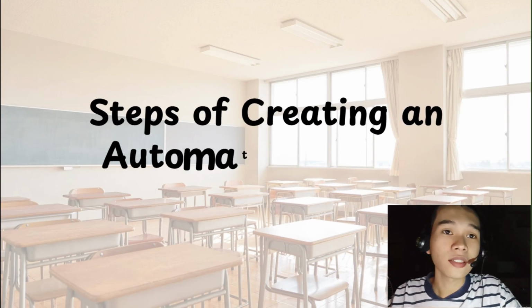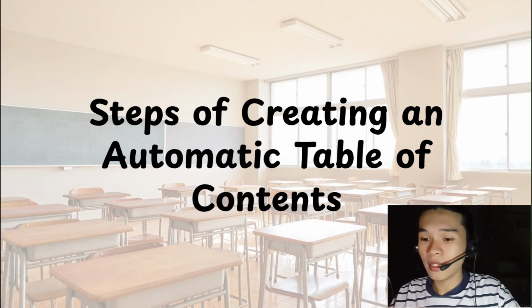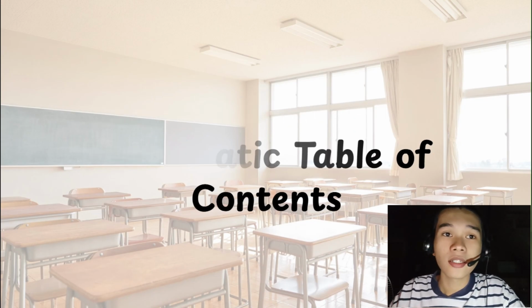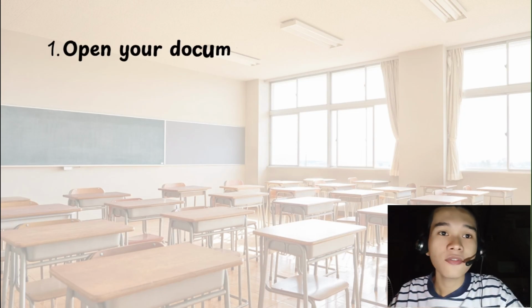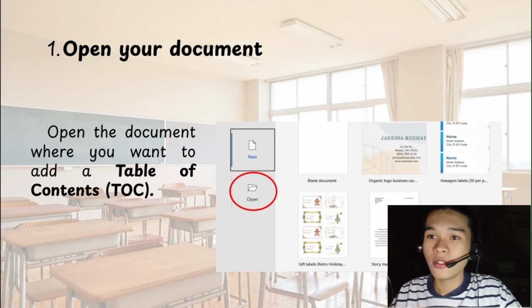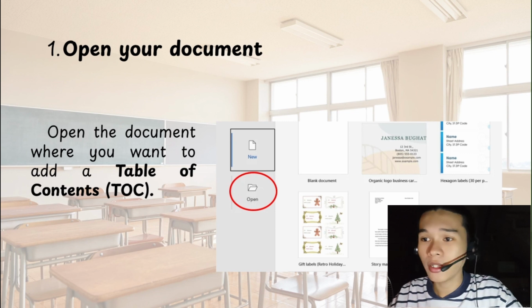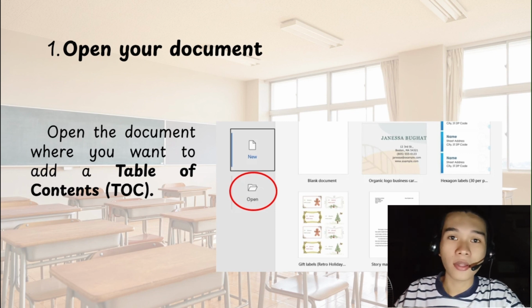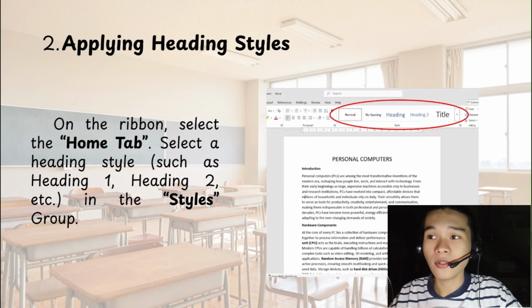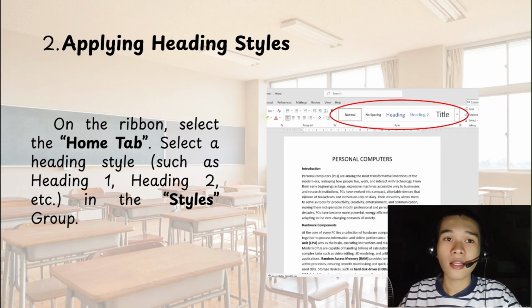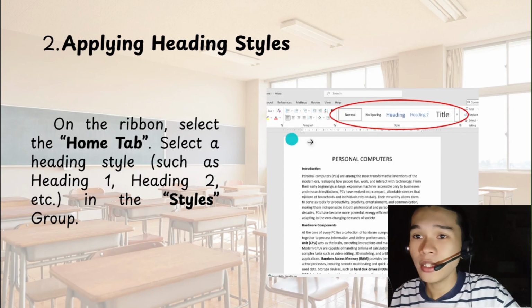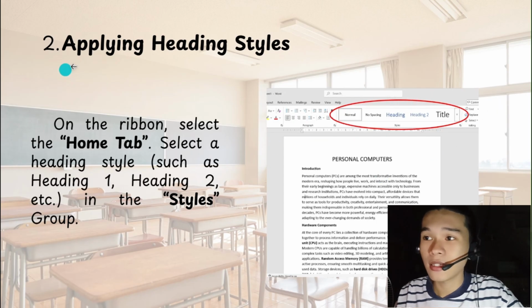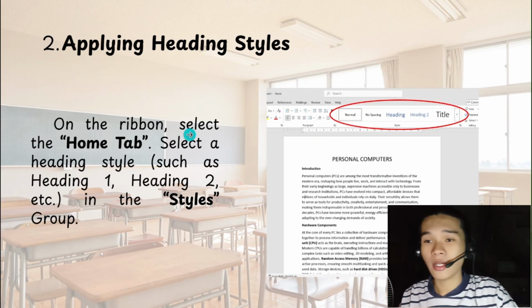So, after learning the several reasons why we need an automatic table of contents, we're now going to learn how to create one. The first step is to open the document where you want to add your table of contents. Next, you need to apply heading styles to the document. On the ribbon, select the Home tab and select heading styles such as Heading 1, Heading 2, etc.